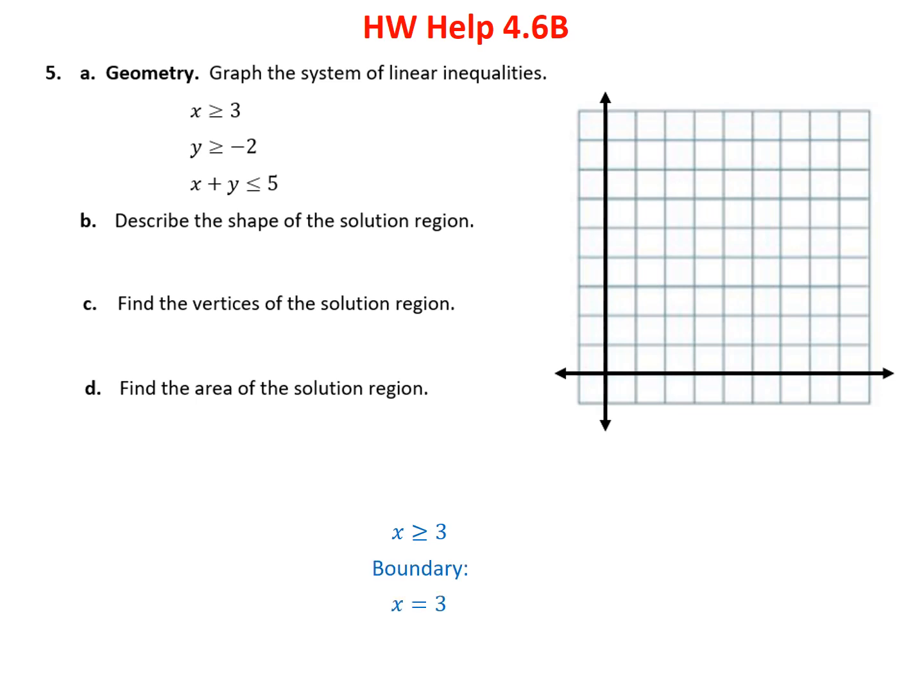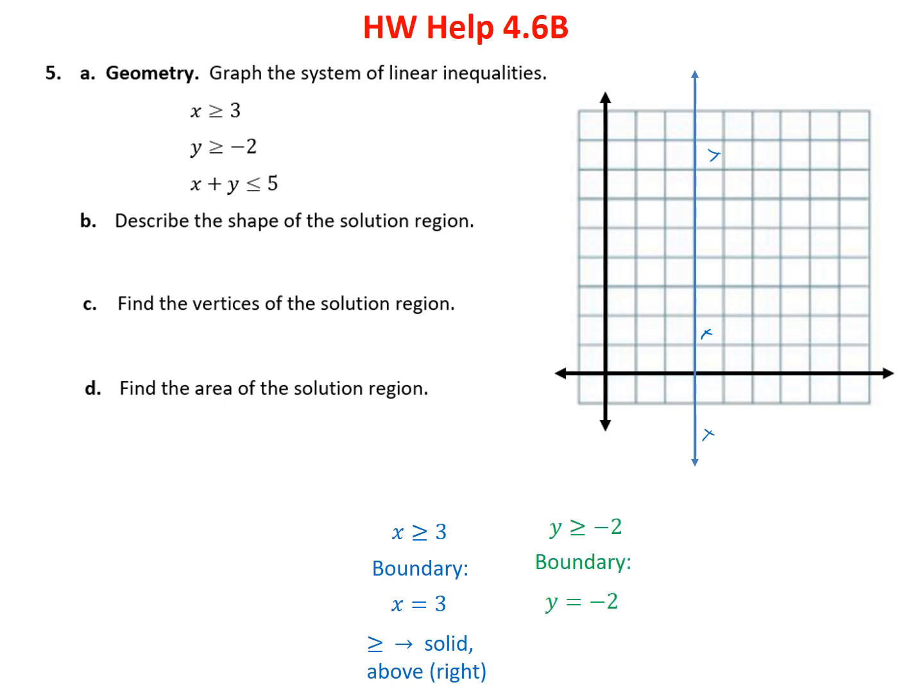So the boundary line would be x equals 3. And I notice this is greater than or equal, which means a solid line, graphing above, or in this case with a vertical line, graphing to the right. So there's my line, x is greater than or equal to 3. And you can notice that all my answers are going to be on this side of the graph. Okay. My second one is going to be y is greater than or equal to minus 2.